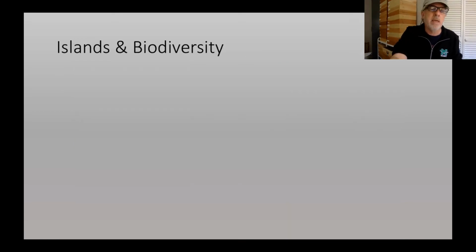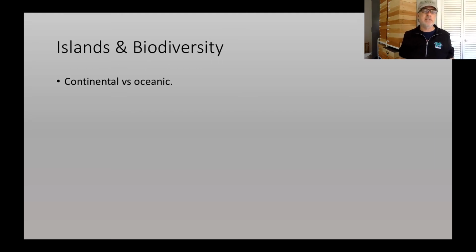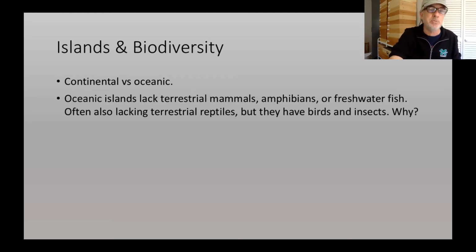I also want to talk about how islands contribute to biodiversity. And there are two kinds of islands to consider: continental islands versus oceanic islands. So what's the difference between them? Well, continental islands at some point in their recent past have been attached by a land bridge to continents, whereas oceanic islands arose in the middle of the ocean and have never been attached to a continent.